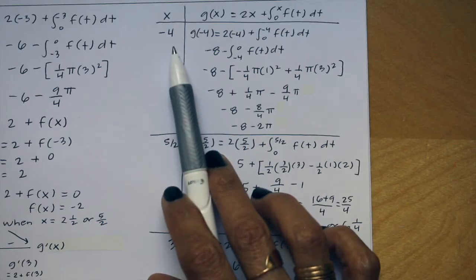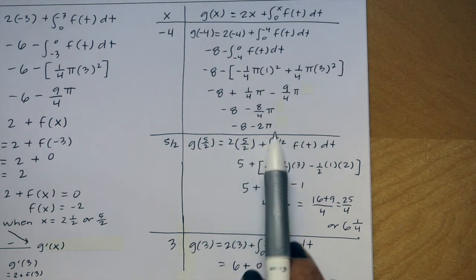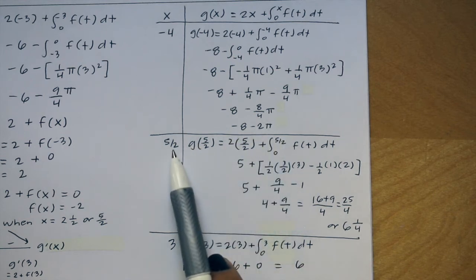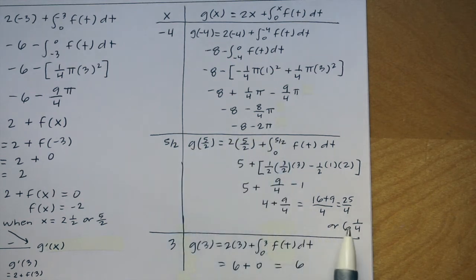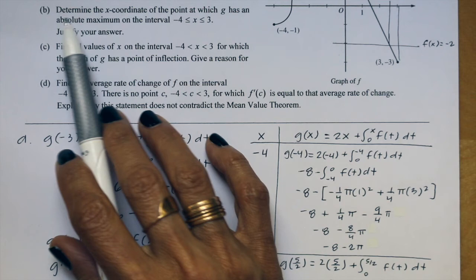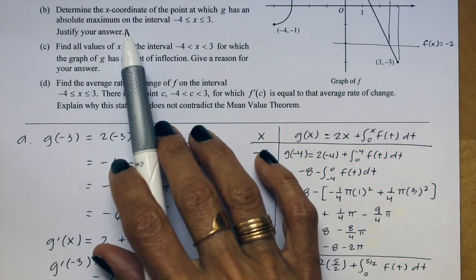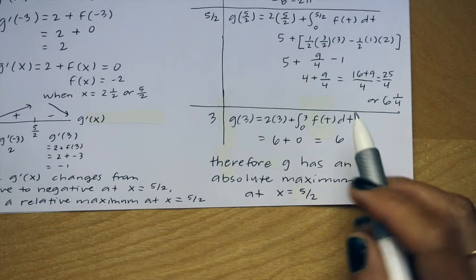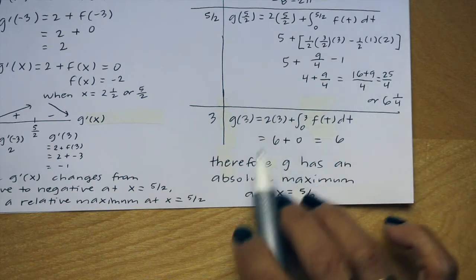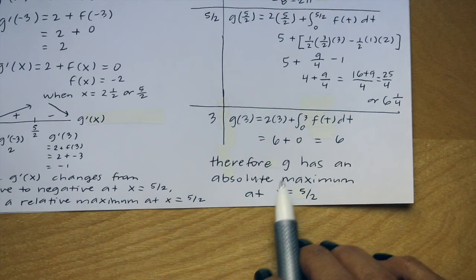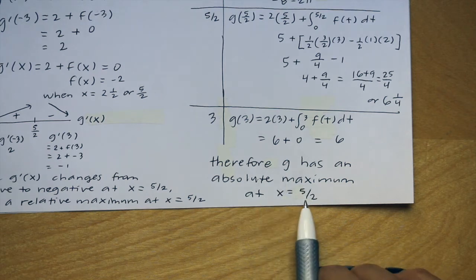So when x is -4, g of -4 was equal to a negative value right here. When x was 5/2, g of 5/2 ended up being 6 and 1/4. And when x is 3, g of 3 ended up equaling 6. So our largest value would be the 6 1/4. And I just want to double check the original problem. It says determine the x-coordinate of the point at which g has an absolute maximum. Since the problem wants the x value and not the maximum value, I wrote it out. Therefore, g has an absolute maximum at x equals 5/2.